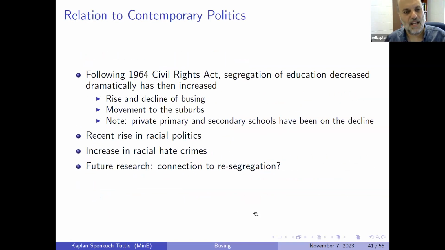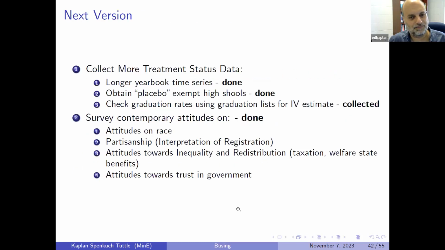So as I said, following the 1964 Civil Rights Act, segregation of education decreased dramatically, and it's since then increased. There's been a rise and decline of busing, a movement to the suburbs, and that's reintroduced integration. And this is even though private primary and secondary schools are actually on the decline, there's an increase in segregation. There's also been a recent rise in racial politics and in hate crimes. So, in future research, it would be interesting to look at whether this is connected to resegregation.